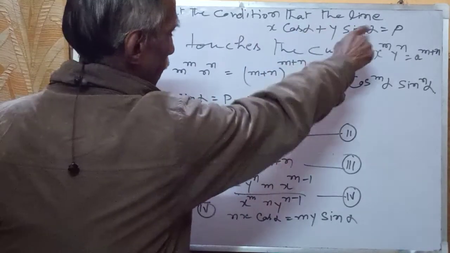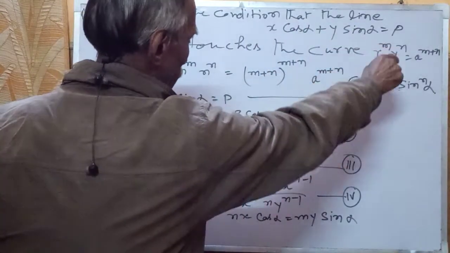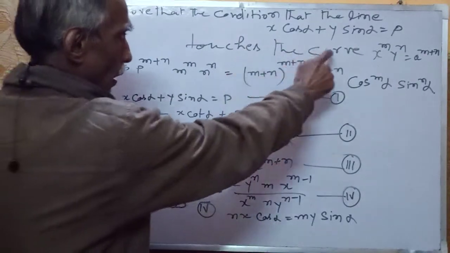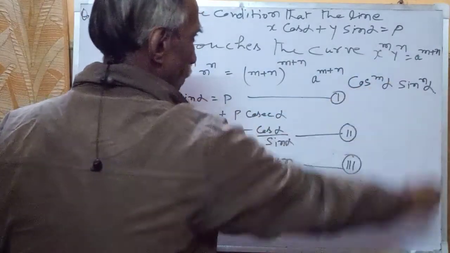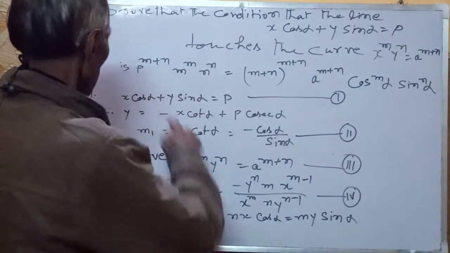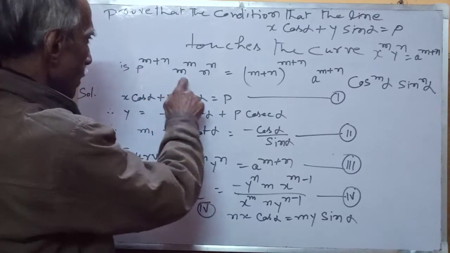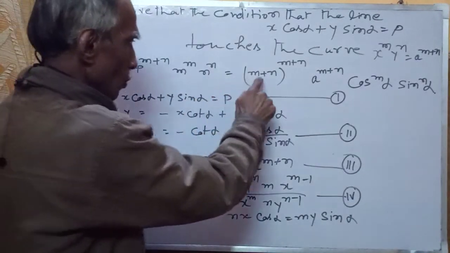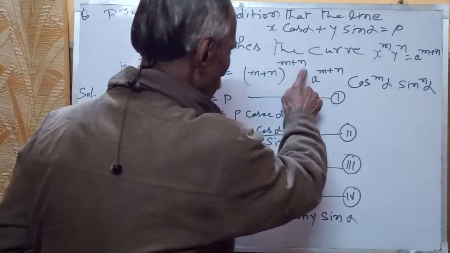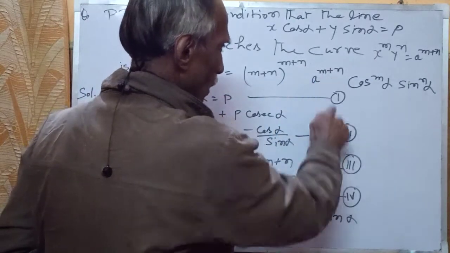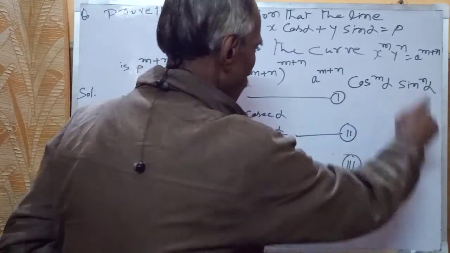Prove that the condition that the line x cos alpha plus y sin alpha is equal to p touches the curve x to the power m, y to the power n is equal to a to the power m plus n, is that p to the power m plus n, m to the power m, n to the power n is equal to (m plus n) to the power m plus n, a to the power m plus n, cos m alpha sin n alpha.